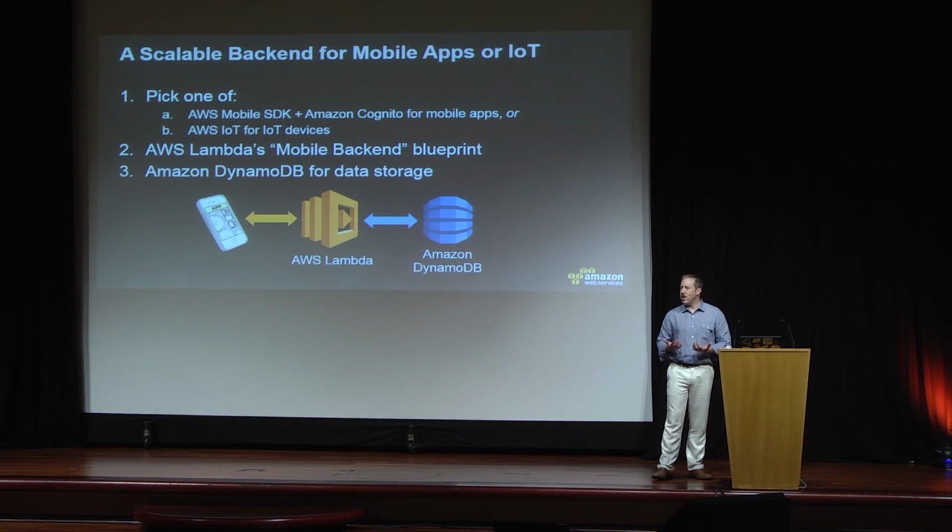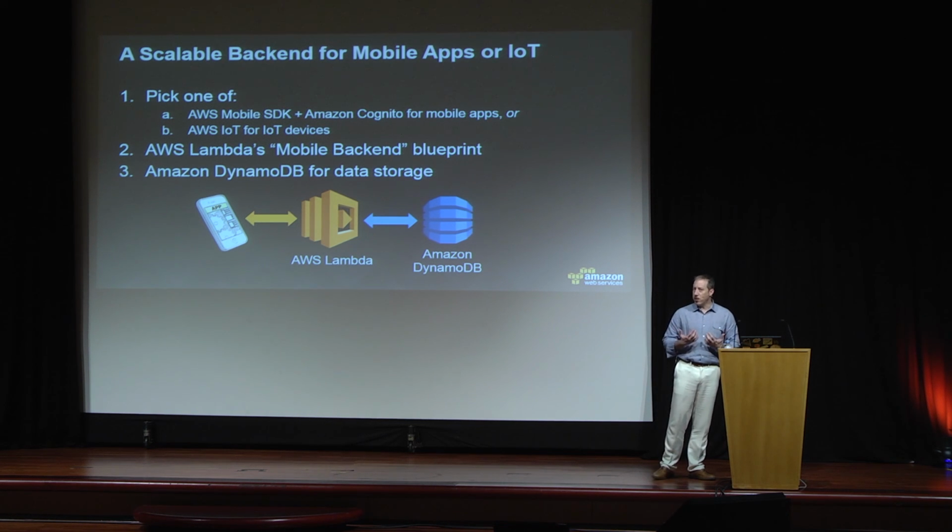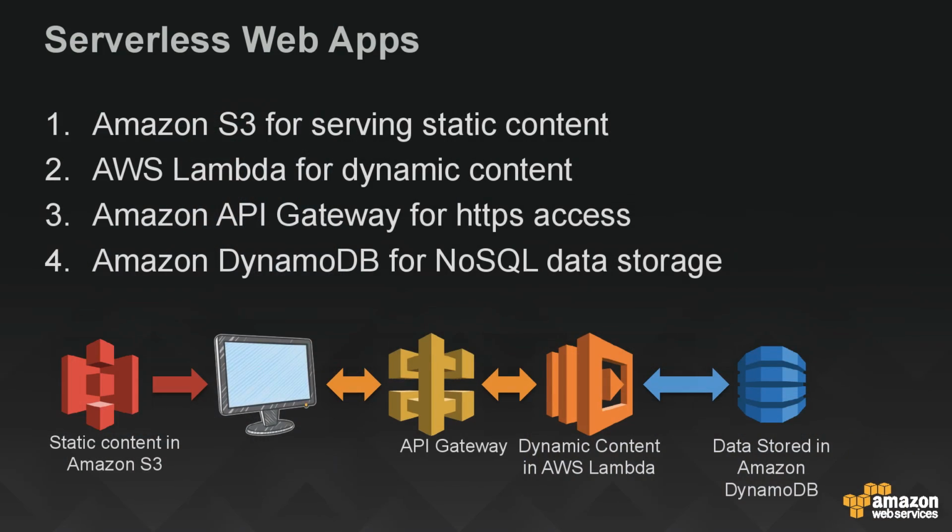All those challenging things that stand in the way, like setting up monitoring and logging and going back and worrying about, do you have enough capacity? What happens if you get a burst of customers all at once? All those become AWS's problems, and you get to just focus on the code. So that was mobile and IoT. How would we change this for web apps?